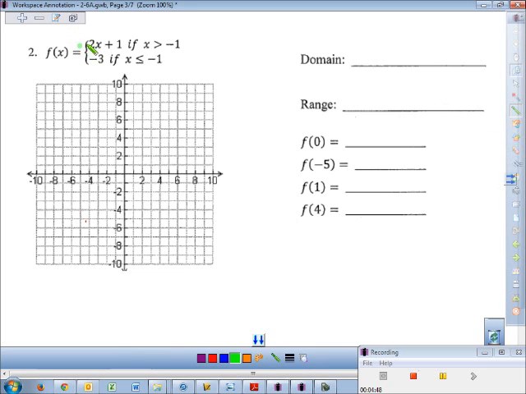That highlighting helps. I'm a visual guy. You guys know if you had me for geometry, I'm a very visual dude.